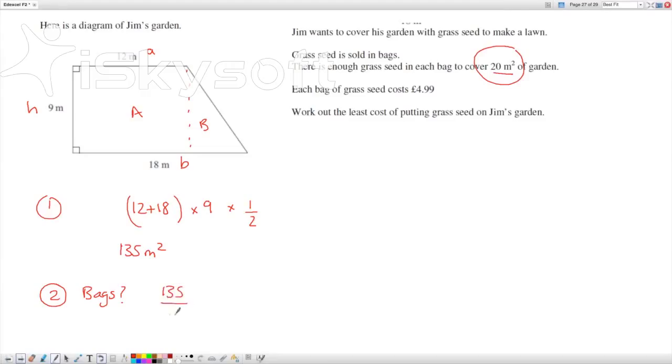So 135 divided by 20 gives us 6.75 bags. Can't buy 6.75, so we're going to have to buy 7 bags. Then we need to find the cost. £4.99 each bag times by 7 bags, using your calculator, £34.93.